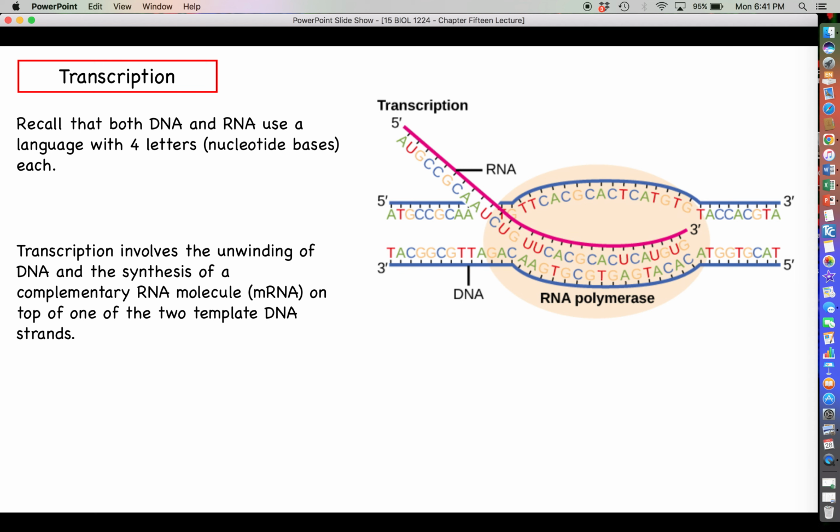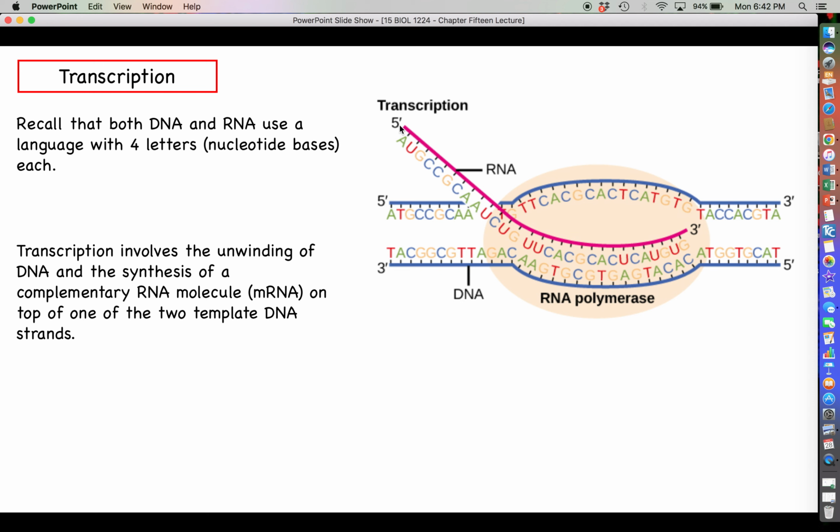So transcription is going to involve the unwinding of DNA, very similar to what we saw with DNA replication, and then the synthesis of a complementary RNA molecule on top of one of the 2 template DNA strands. So in this particular case, this bottom strand here that is read from right to left, 5' to 3', or 3' to 5' left to right, this is what we would call the template strand. The other strand on top, the one that goes from left to right, 5' to 3', that is the non-template strand, but it can serve as a template, just not in this particular case.